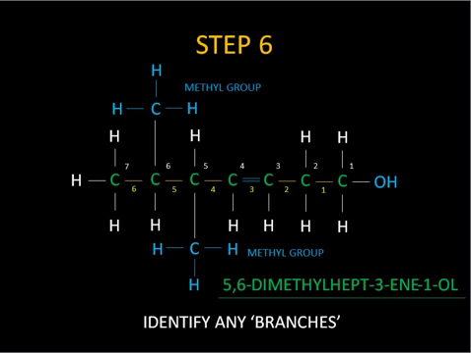Identify any branches. Here we can see that there are two branches, and both of them have only one carbon involved, so we call them methyl groups. And they exist on carbons 5 and 6 respectively, so we can call this 5,6-dimethyl hept-3-ene-1-ol. And that's the full name of the compound. Yeah, that's it. We're actually done.